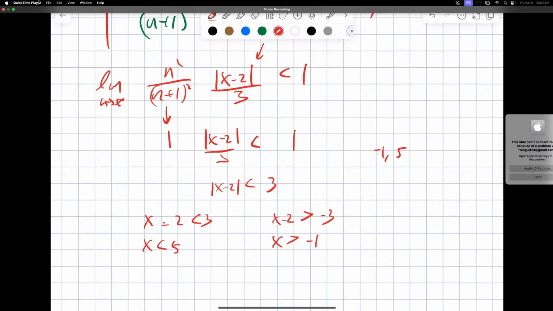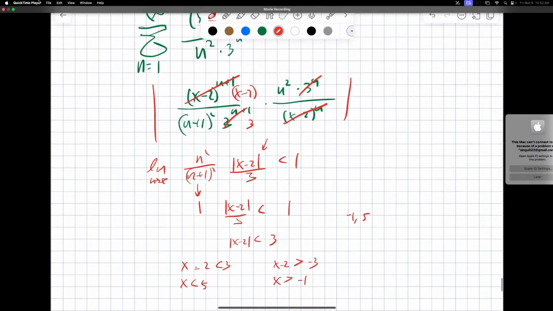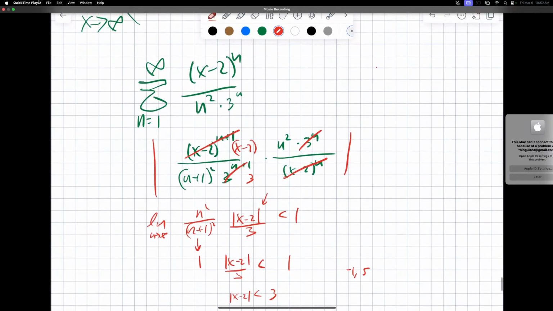We're going to say we don't know what happens at the endpoints. Now let's go back and plug in negative 1. So it'll be negative 1 minus 2 to the n over n squared times 3 to the n. That becomes negative 3 to the n. Is that okay?